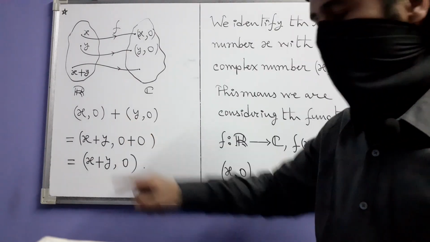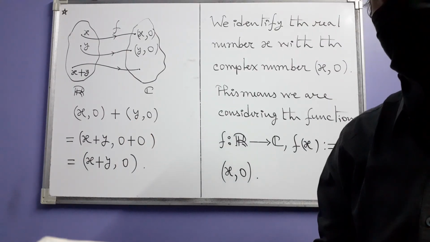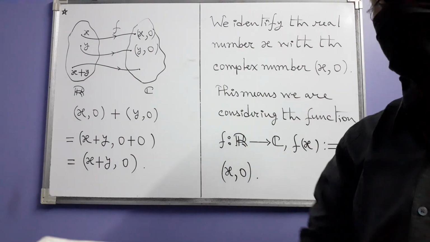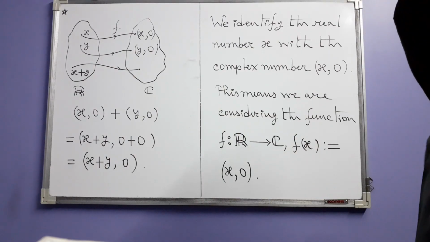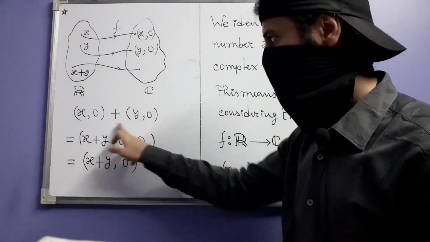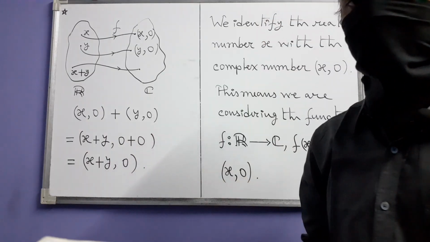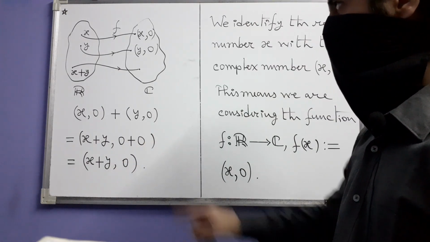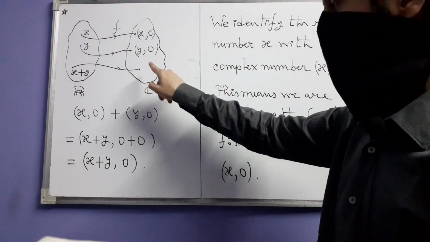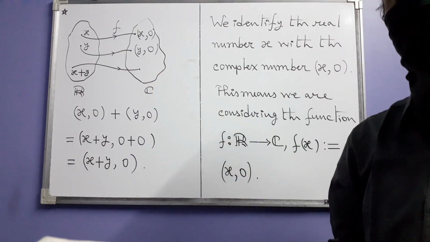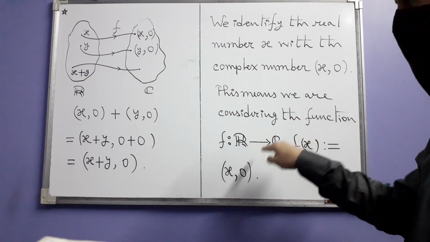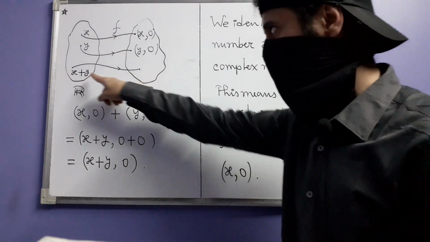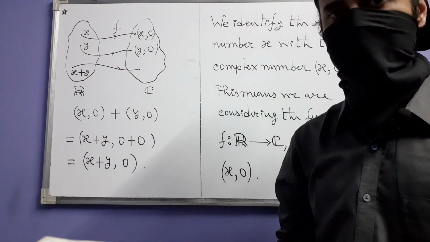This sum, however, is complex number addition. And using the definition that we saw for that sum, this is x plus y, 0 plus 0, which is x plus y comma 0. So here you should have the ordered pair x plus y comma 0. Is the function not associating that with this x plus y? Yes.